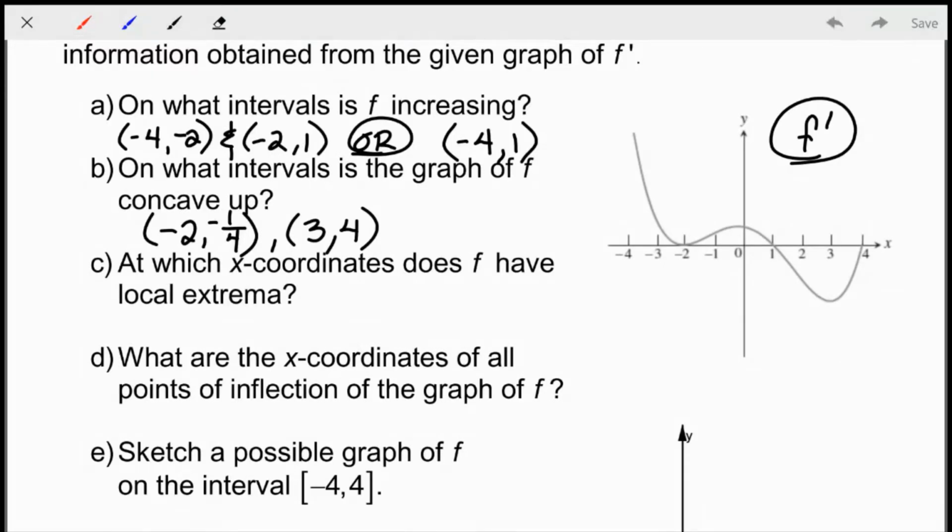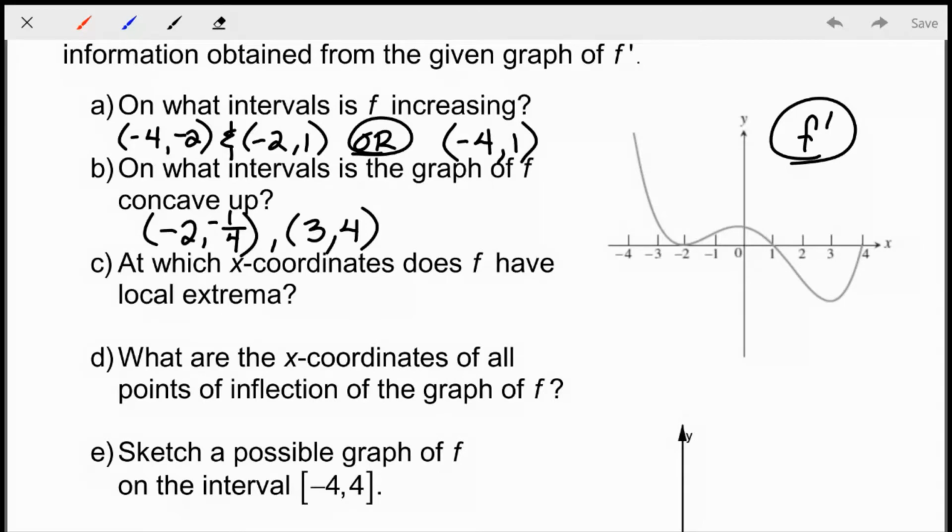Okay, so for part C, it says at which x coordinates does the function have local extrema? You want to think of this as if you were interpreting it from a sign chart. On a sign chart, we're looking for a sign change at our critical points. Critical points in this case would be the points where the derivative is 0. So we need the derivative to go from positive to negative or negative to positive. If that happens, we're going to have an extreme value.